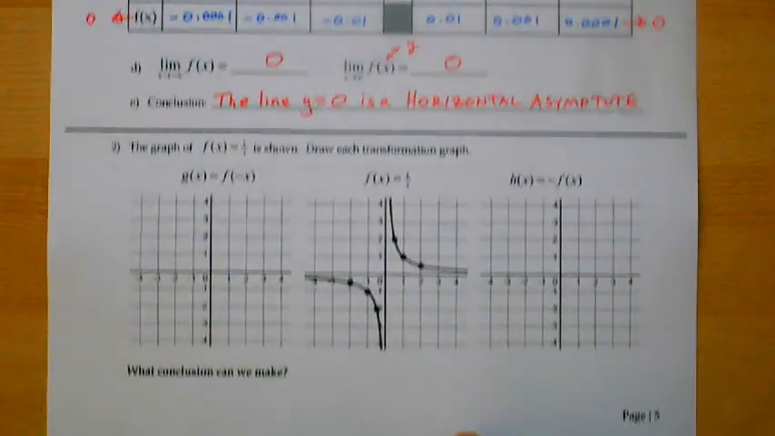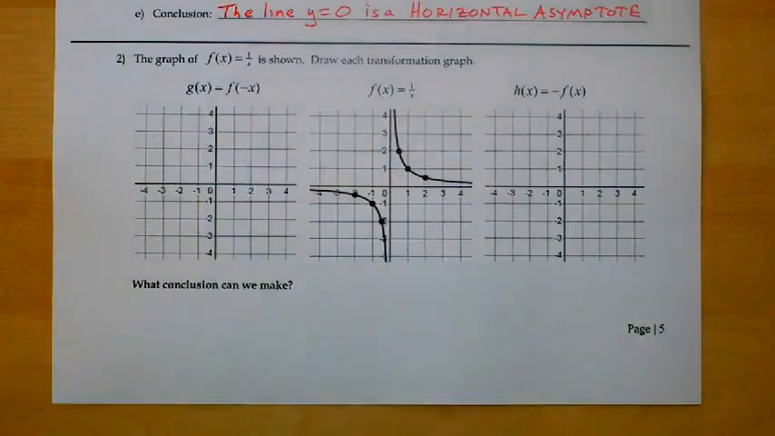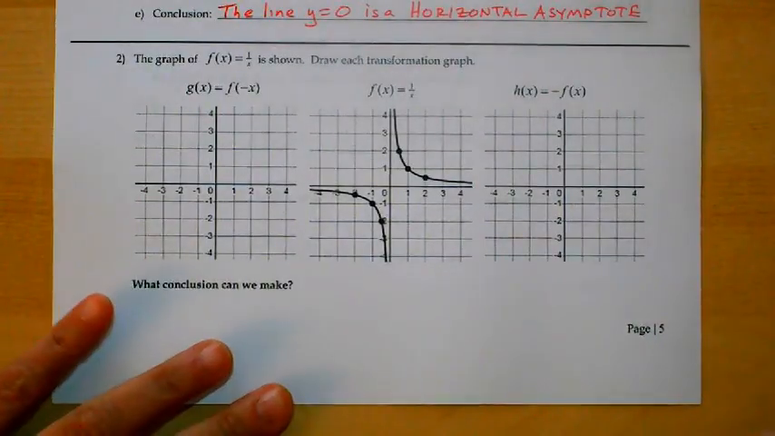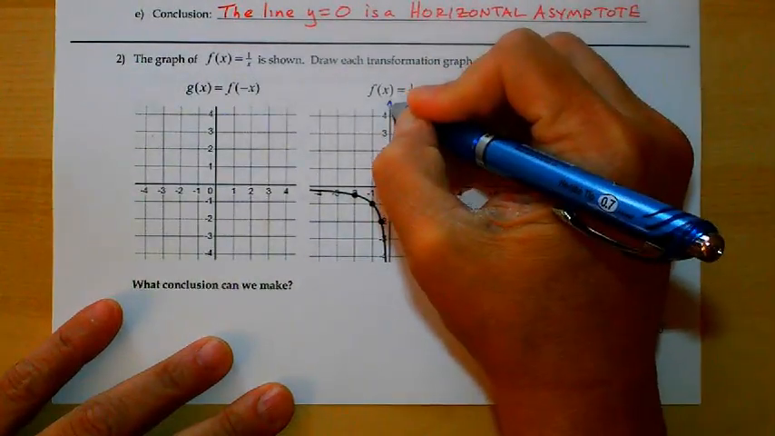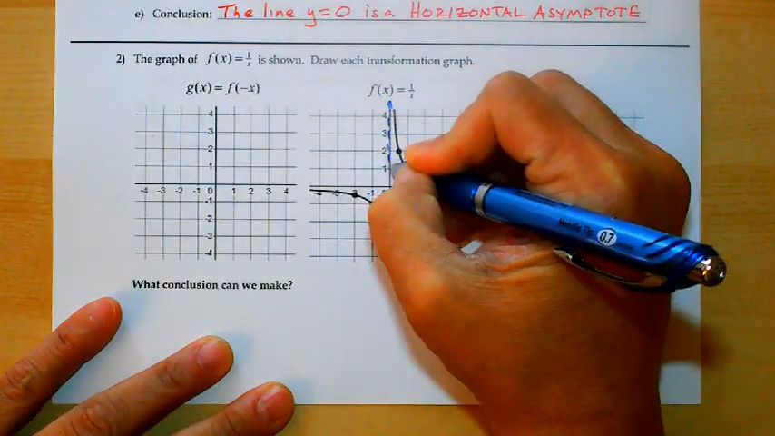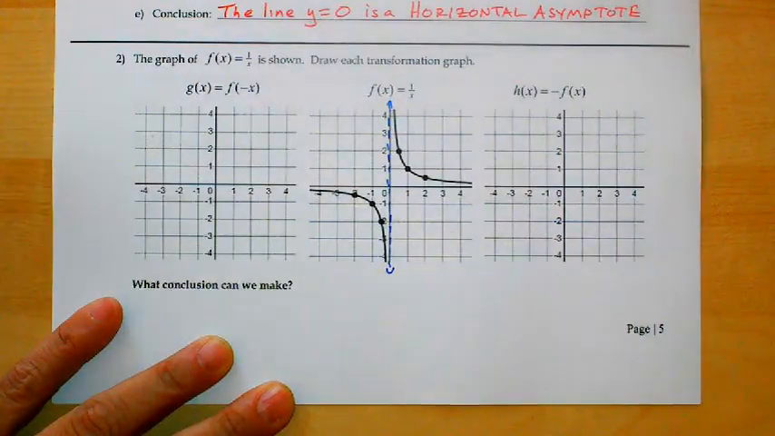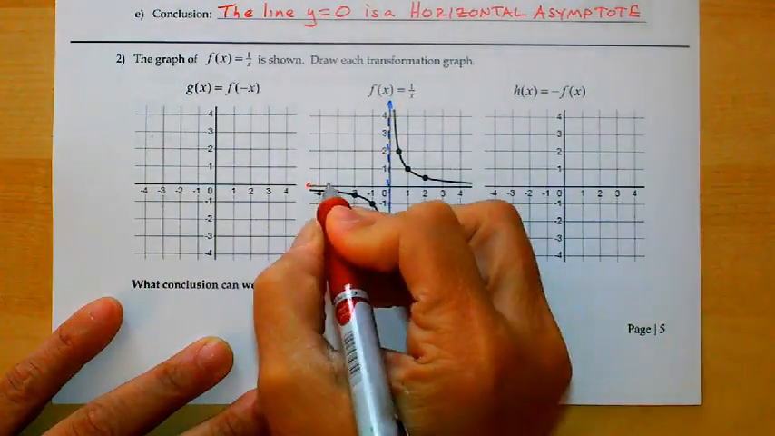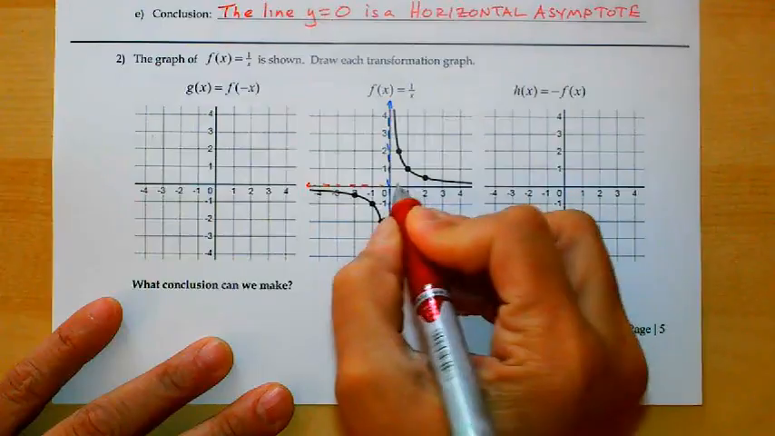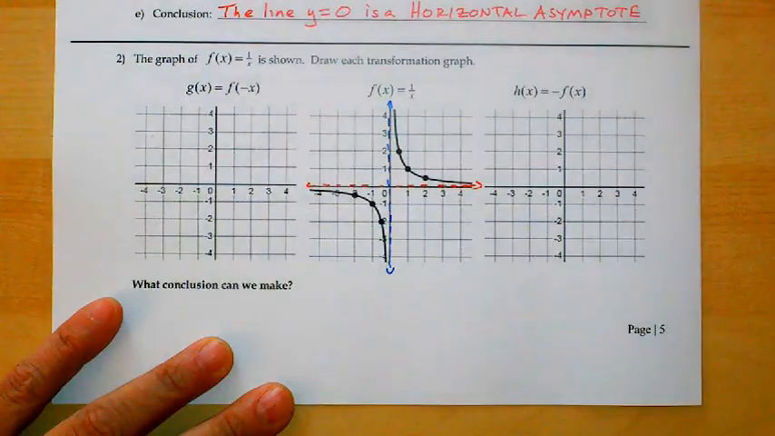So I do have this function graphed, and I didn't draw in the asymptotes, but we could certainly do that. I'm just going to sketch in a dashed line here, the line x equals 0. That's the vertical asymptote, and let's sketch in the line here y equals 0, that would be the horizontal asymptote.